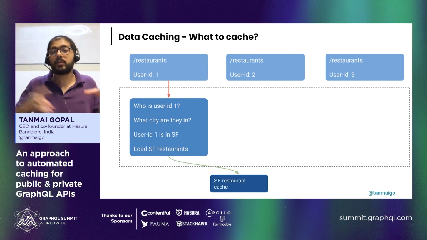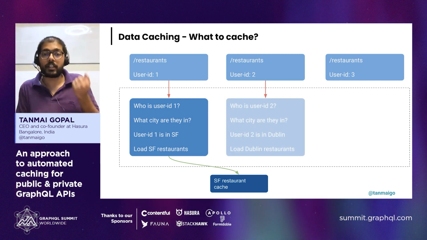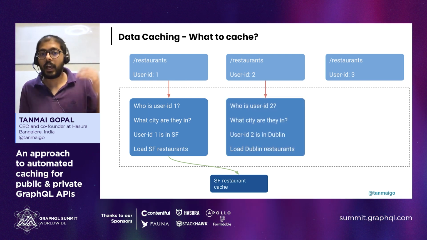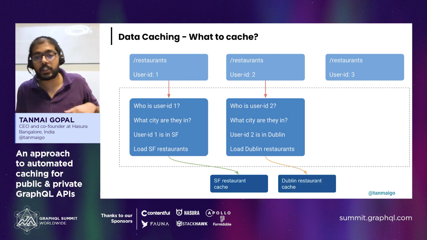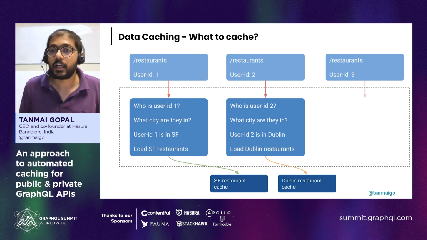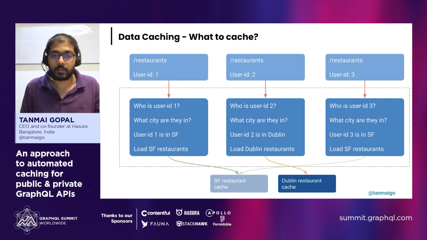And so what you're probably going to do is go to a cache and fetch that list from a cache, right? Similarly, when user ID 2 comes in, you realize user ID 2 is in Dublin. And so you need to load the restaurant list from Dublin. And so maybe you have that entry in a cache. And so you fetch that data, right? User ID 3 is in San Francisco. Once you figure that out, you can now load that from the cache, right?